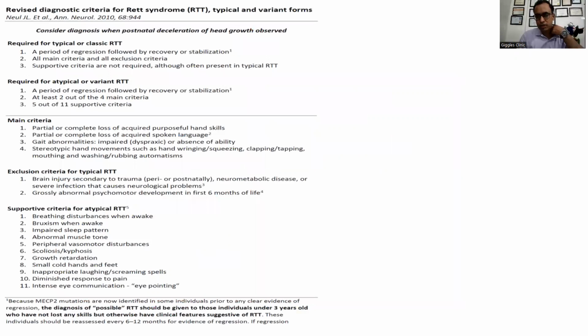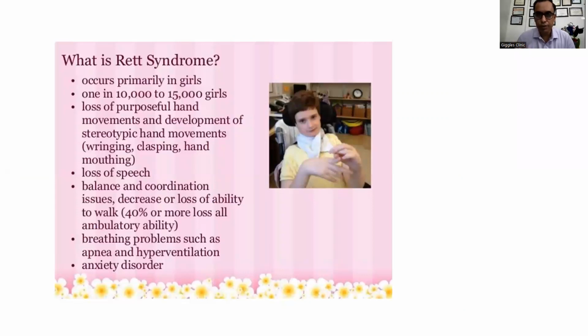Now, this is the diagnostic criteria for it. That is not for our purpose. That is just to understand that Rett syndrome typically happens in girls, and it is, I would say, uncommon. It happens in 1 in 10 to 15,000 girls. And typically there will be hand wringing movements or hand flapping. So we might get confused that it is a child with autism.